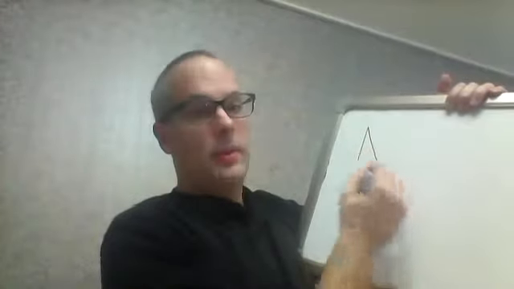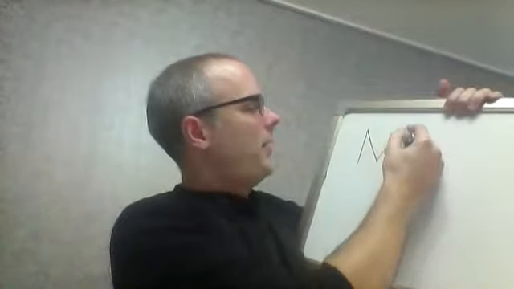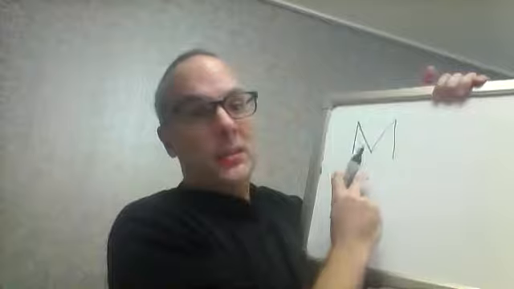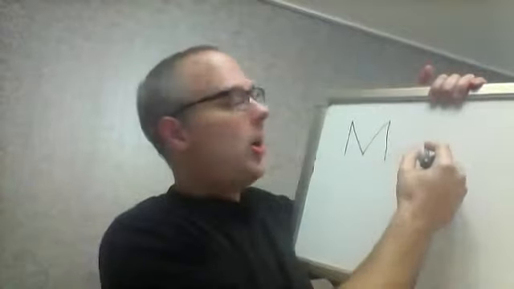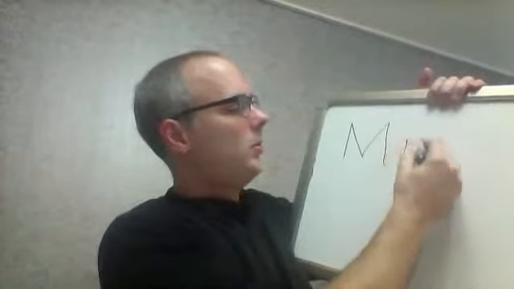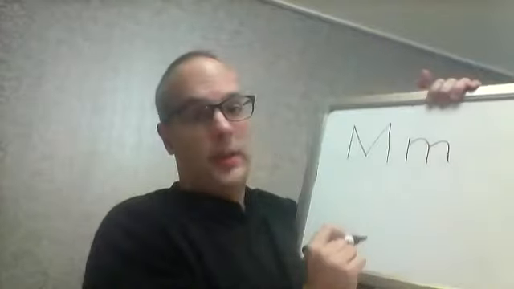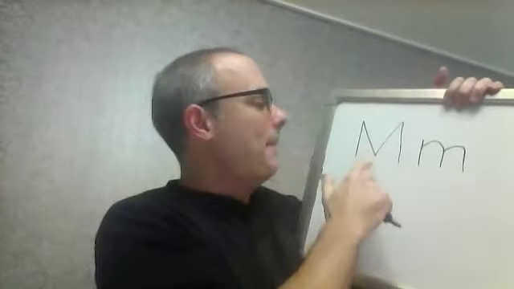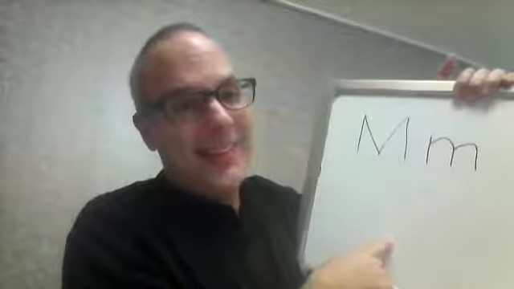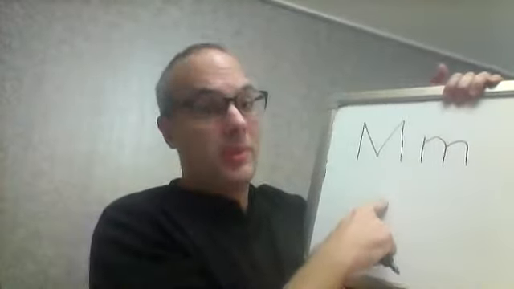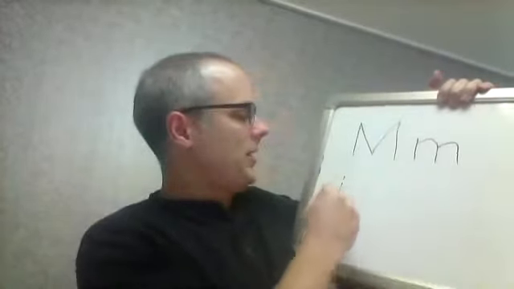M. Okay? Big M. One. Two. Pencil up. Three. Four. M. Now, small M. One. Two. Three. Okay? M. Like mum. Mum and marble. Marble. Okay? So here's M.